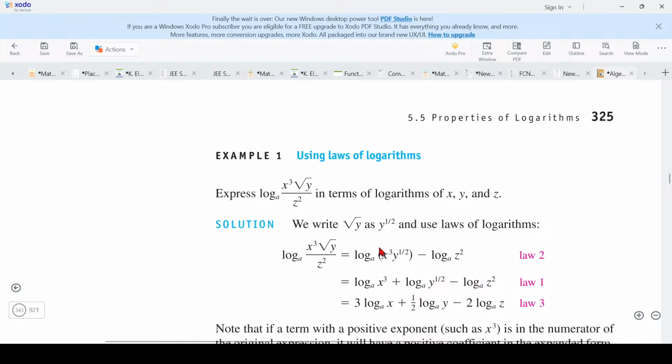Now log ab equals log a plus log b. That's what he has done. Now log a power m equals m log a. So you understood, no? Shreyas, you are also clear, no? How to expand logarithms?